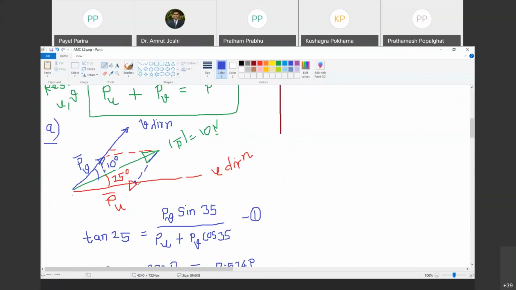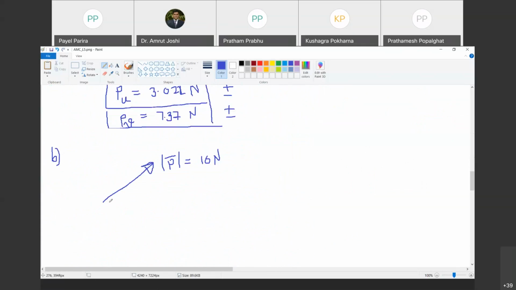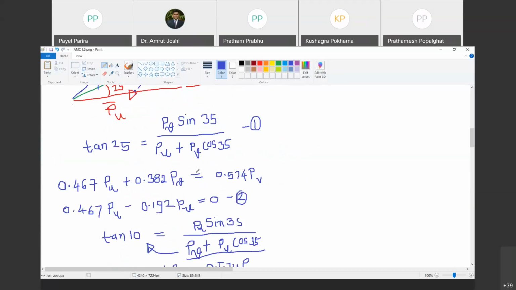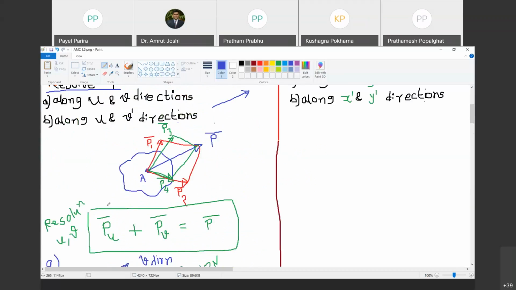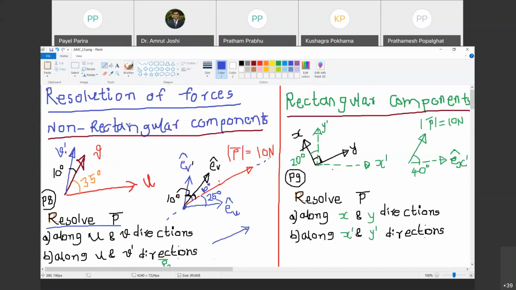I need one component along the U direction, meaning one component along this direction. This is U, which makes an angle of 25 degrees with reference to P bar. Happy? Yes, sir. And what about the V dash direction? As I said, the V dash direction makes an angle of 20 degrees with P bar. Do you agree with me?